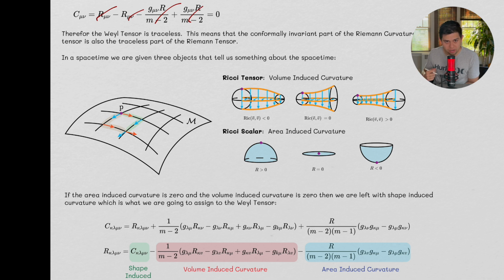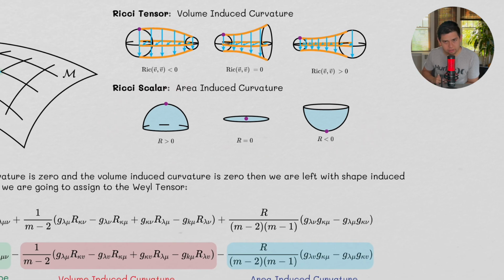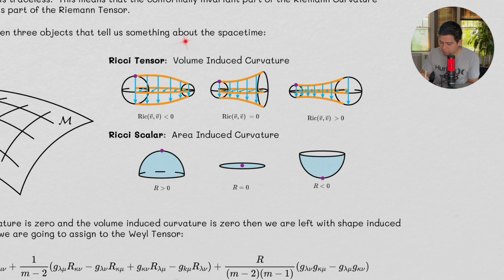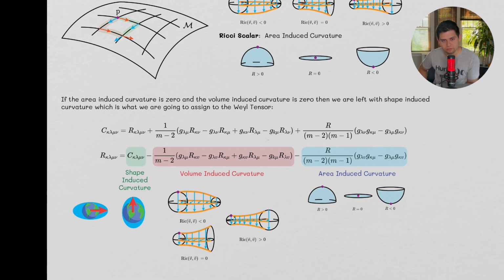In spacetime, we're given three objects, right? That tell us something about spacetime. The Riemann curvature tensor, the Ricci tensor, and the Ricci scalar. The Ricci tensor told us something about volumes. The Ricci scalar told us something about areas. So in one case we have volume-induced curvature. The other case we have area-induced curvature. So what the heck is the Weyl tensor? The best way to sort of deduce what the Weyl tensor might do for us, you can look this up anywhere, is that, okay, we have volume, we have area. What about shape? Could the shape of an object induce the curvature or change the curvature in some way as well? So that's exactly what it is.